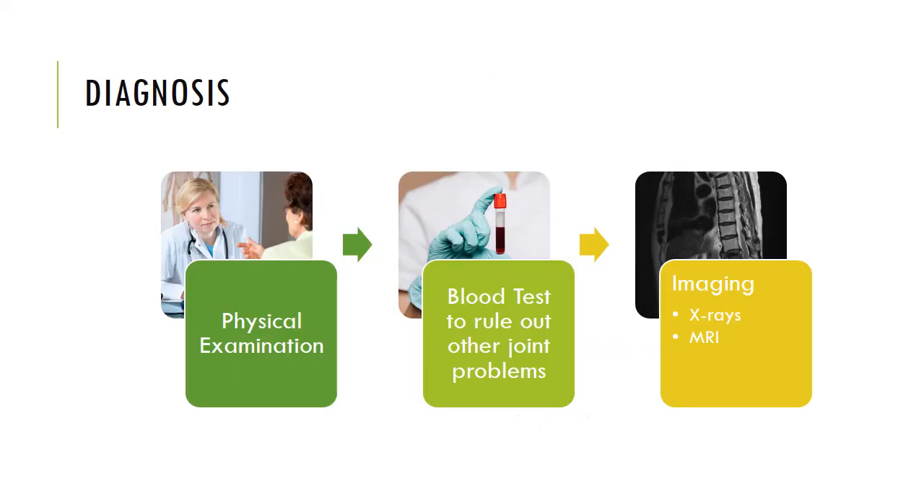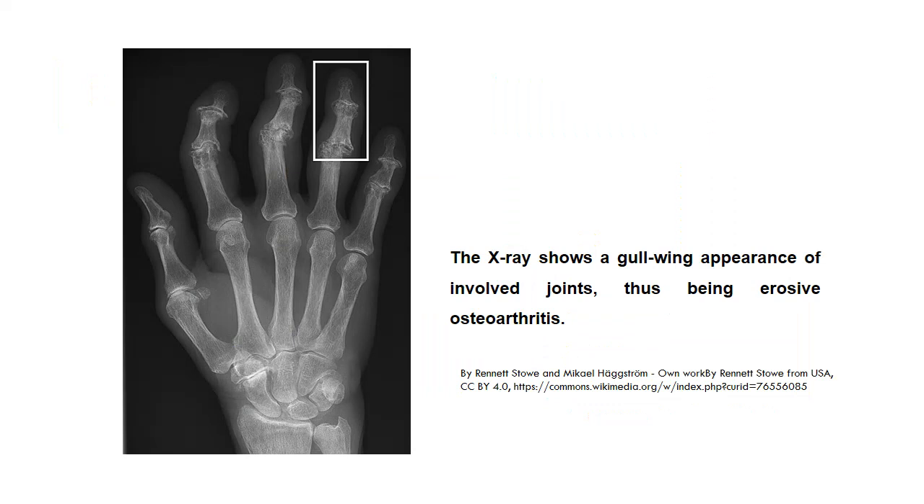Diagnosis: checking for joint tenderness, swelling and range of motion, X-rays and MRI to assess joint damage, and blood tests to rule out other types of arthritis. This is an X-ray of the hand of a 76-year-old female farmer. There were no symptoms or blood tests indicating rheumatoid arthritis or gout, conferring a diagnosis of osteoarthritis. The X-ray shows a gull-wing appearance of involved joints, thus being erosive osteoarthritis.